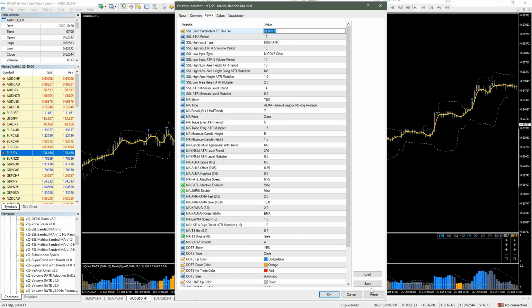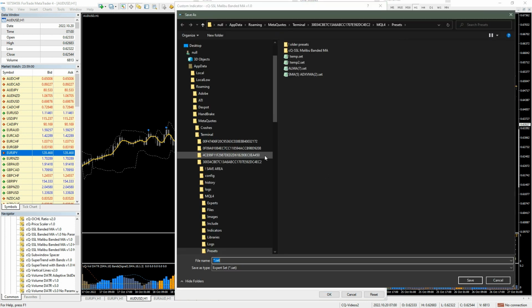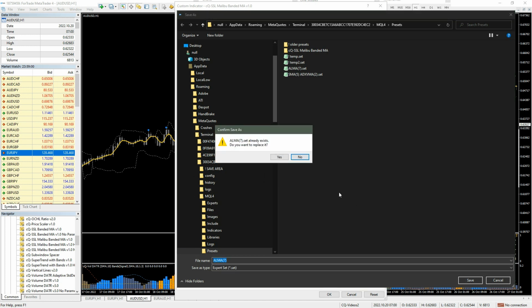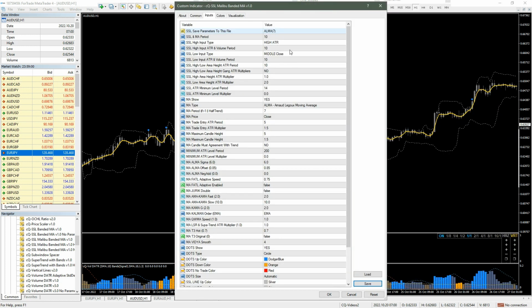But before I do, the other thing you do when you find a setting that you like and you have this set, go down here and then just save a preset of it. These are saved in 2 different areas. The presets are saved in the preset area.